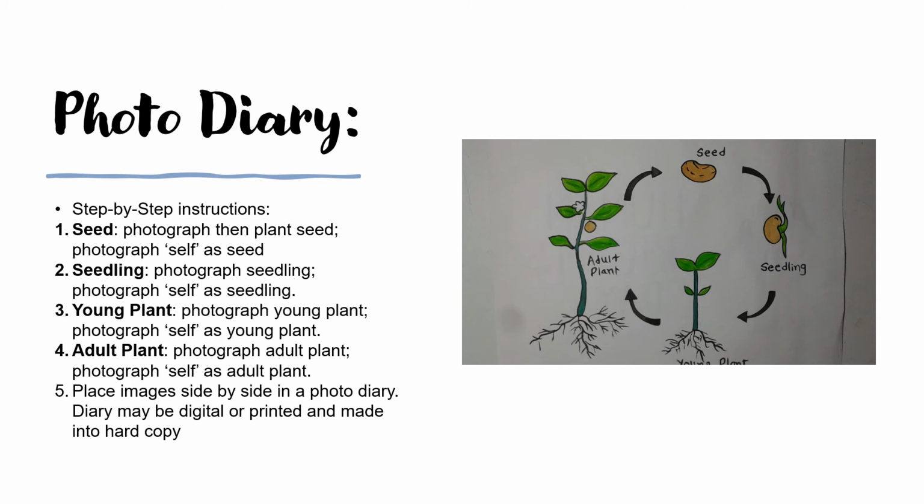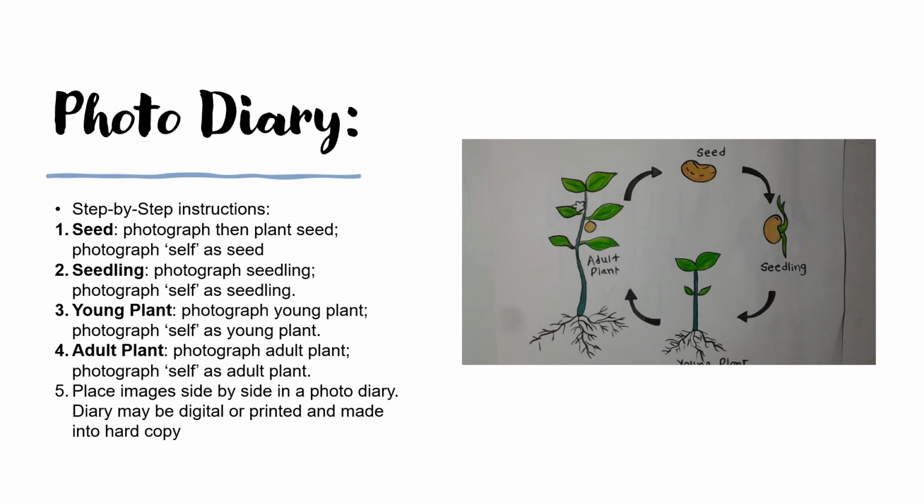Next, in about 10 or 12 days after that, you now have a young plant. Photograph the young plant and then photograph yourself as the young plant. What's different about the young plant than the seedling? And finally, the adult plant. Photograph the adult plant, which should have flowers on it or maybe even fruit or small beans that are beginning to show up. You're going to place these images side by side in a photo diary.